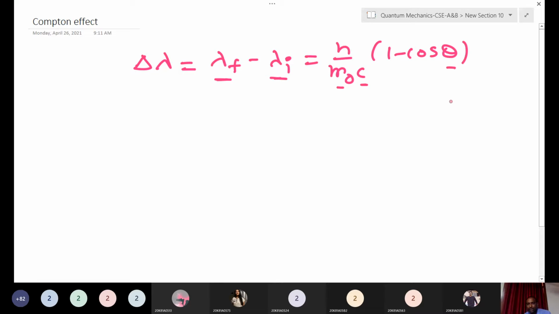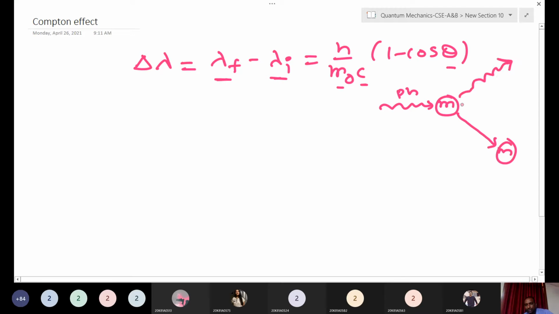Scattering angle means, suppose an electron is there, and we are sending a photon to make a collision. After that, the electron recoils in one direction and the photon scatters in another direction. Suppose this is the original path. The angle between the original path and the scattered path is the angle theta, that is the scattering angle. The shift mainly depends on the scattering angle. Now we will see some special cases.